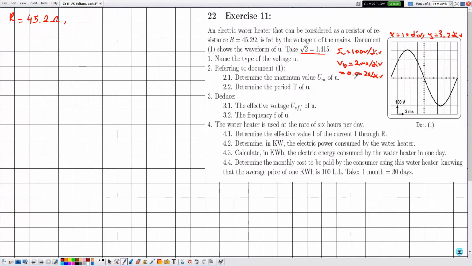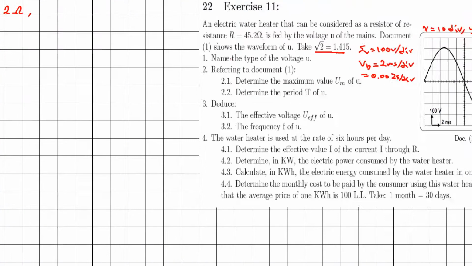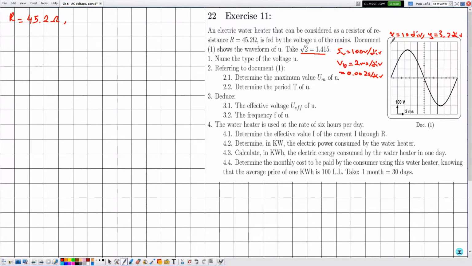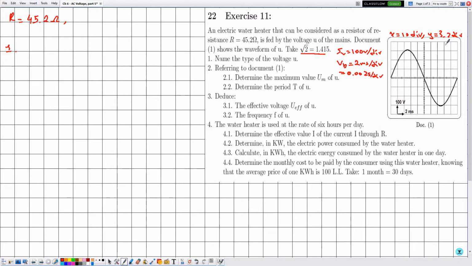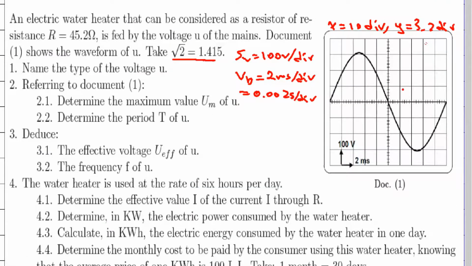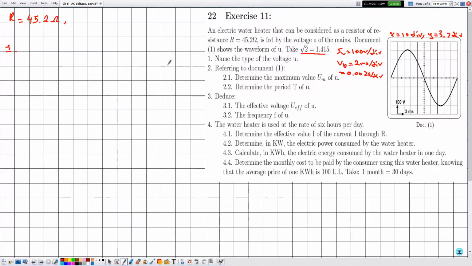Now in number 1, they are telling me to name the type of the voltage U. By name, there is no need to explain, but in this case I will explain, which is better. So always better to explain. First of all, it varies with time, because we know that graphs in physics have axes labeled by physical quantities. This is labeled by t, this is labeled by U. So it is varying with respect to time.